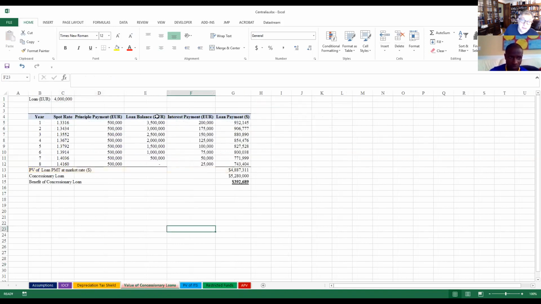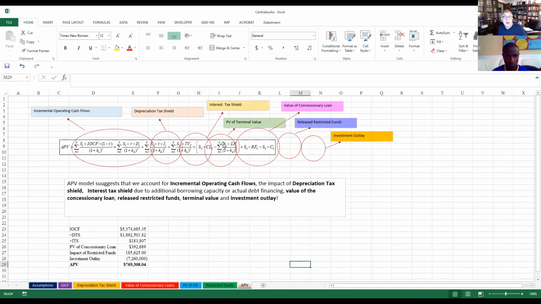Now we are going to evaluate something that did not show up in our first discussion about the adjusted present value. This is the value of the concessionary loan, meaning that if the company is able to use a subsidized credit, we need to understand the contribution of that subsidized credit to the value of the project. In the international version of the adjusted present value, we have that contribution calculated here. Some of the arrows just shifted. The value of the concessionary loan is right here.